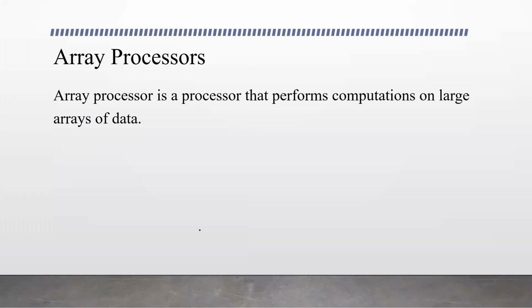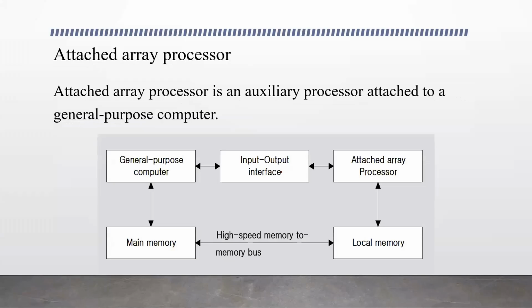An array processor is a processor that performs computations on large arrays of data. When a computation needs to be done on a large set of data, these array processors are used. There are different types of processors. First, we learn about the attached array processor.